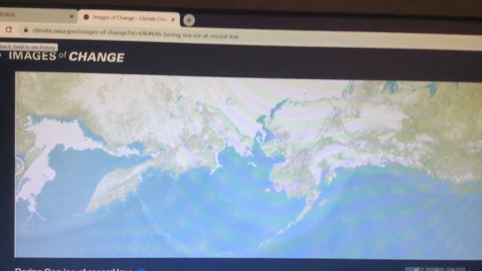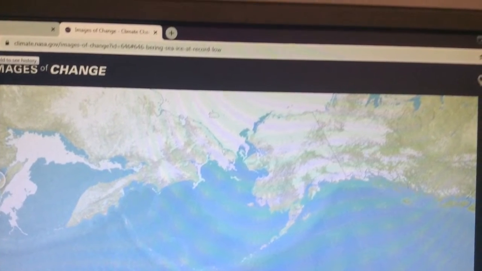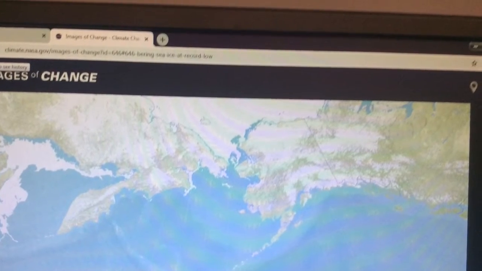For example, this is a photo of the Bering Sea ice between Alaska and Russia in 2013. 5 years later, in 2018, the ice has severely receded northward. The shrinking of ice at the Bering Sea is just one part of the overall effects of global warming.